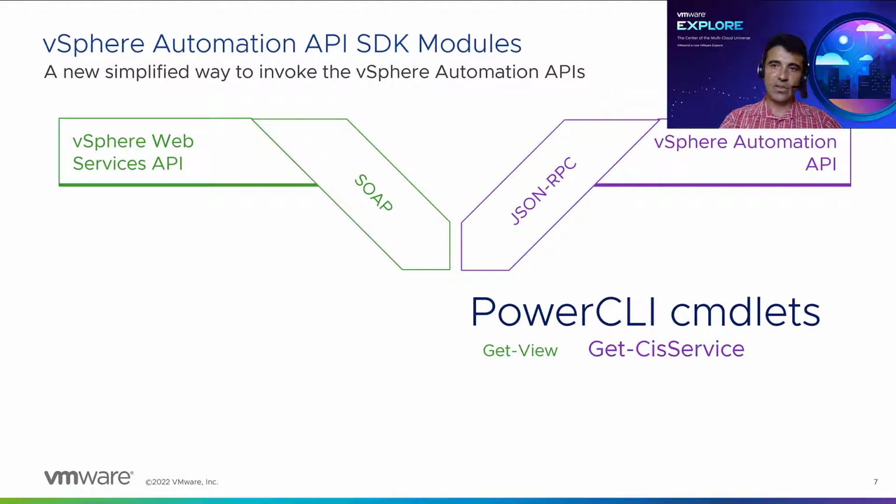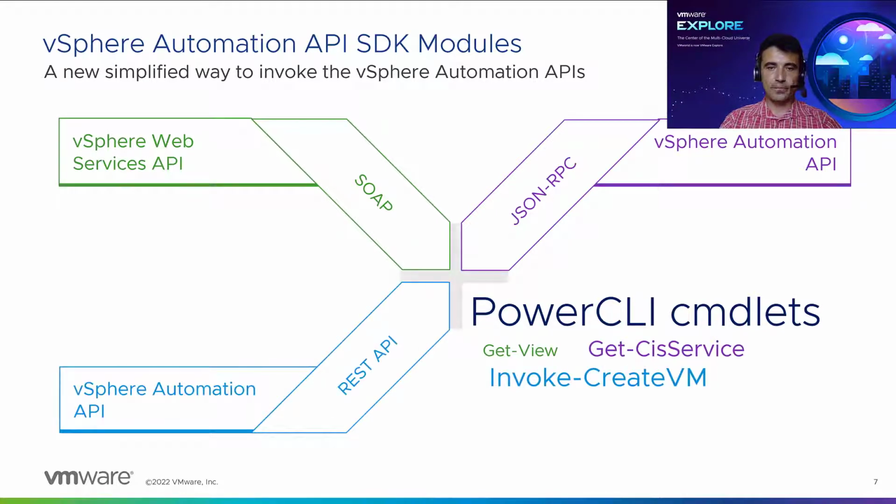Then we introduced the vSphere Automation API, and this API has two flavors. It can be invoked through either JSON RPC or REST. The first way that we added in PowerCLI was to invoke it through the JSON RPC protocol, and this is Get-CisService. However, this method is not so user friendly and not so easy to use by the customers, and that is why we added a new way of invoking the same vSphere Automation API through the REST interface.